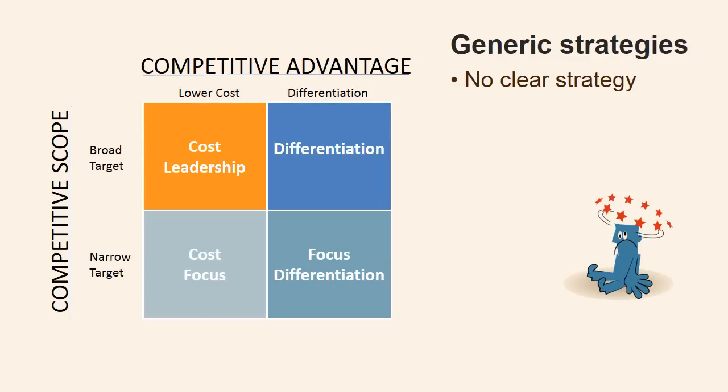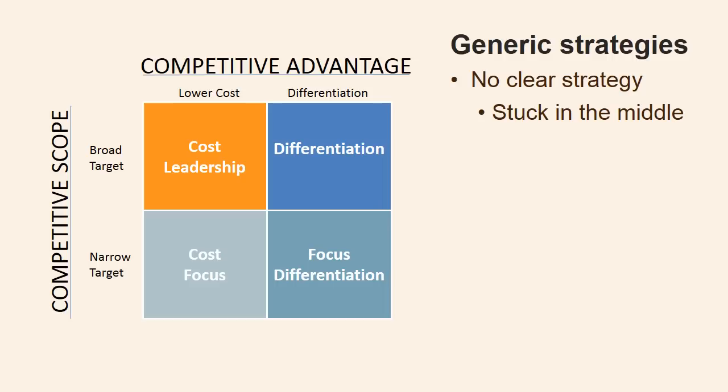Porter warns about firms that do not have a clear generic strategy. They are engaged in each generic strategy but fail to achieve any of them. They are stuck in the middle. They possess no competitive advantage. Competitiveness is weak compared to those firms that have a clear strategy, either as a cost leader, differentiation, or focus. These firms have a clear position in relation to their customers.